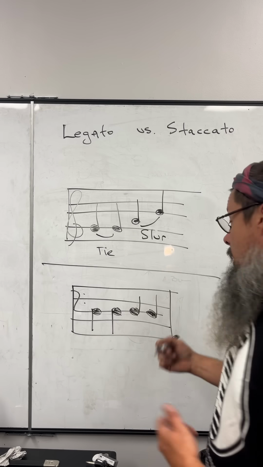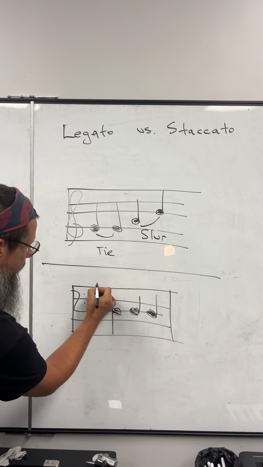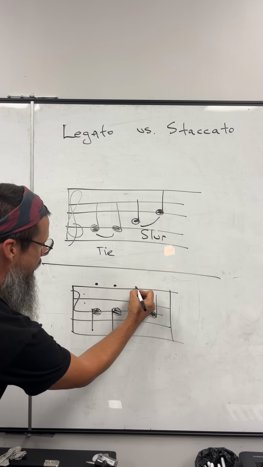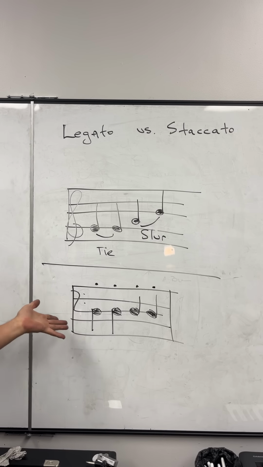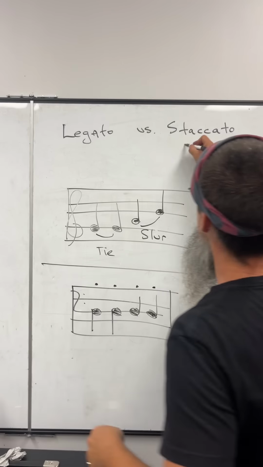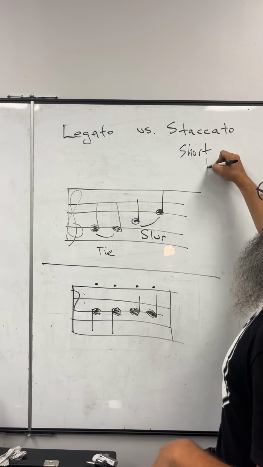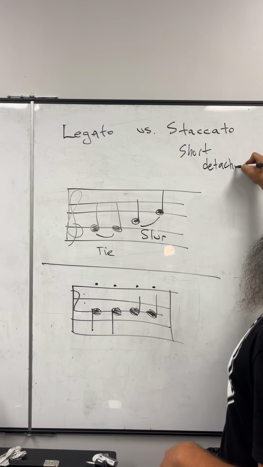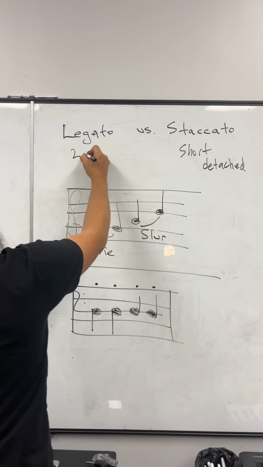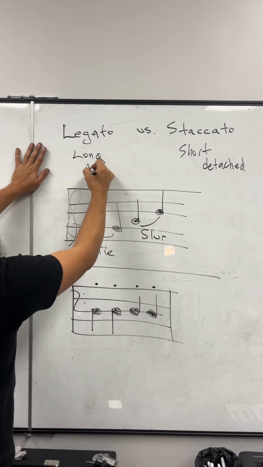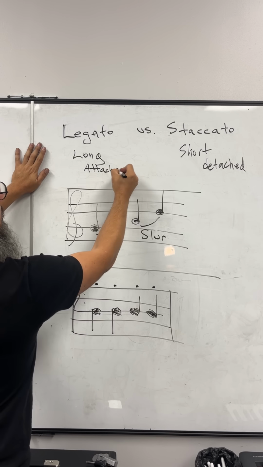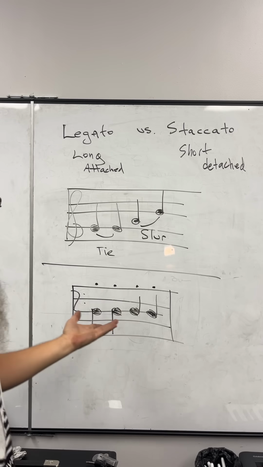skipping the and or the upbeat. After we do this, if I were to take a little dot and put it above the staff, right above the note, this would signify to the reader that you are going to play these notes short and detached. The reason being is the legato notes combine notes and make them long and attached. So as one can imagine, the opposite is going to be short and detached.